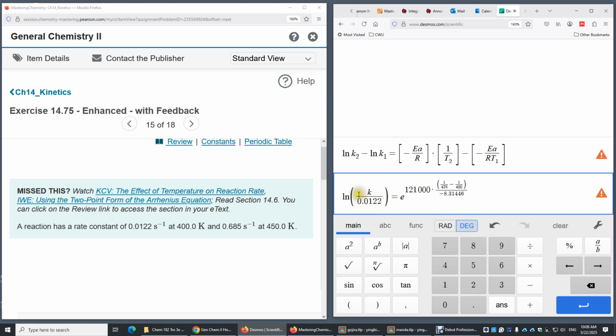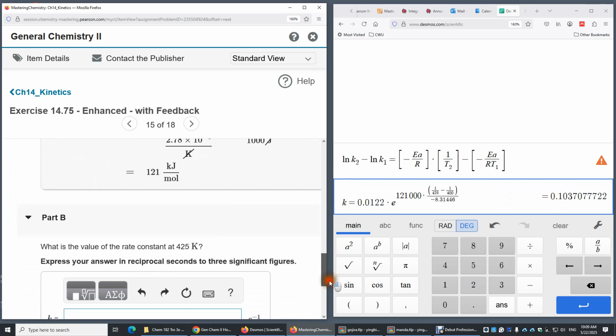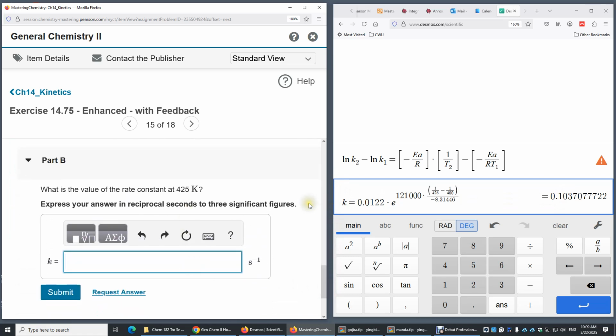Alright, very good. And this right hand side would be this, and finally K is just 0.0122 times this exponential term. All right, and we'll get this K at 425 Kelvin. It's actually 0.104. My estimate was 0.09, but I mean it's not too bad. 3 figures.